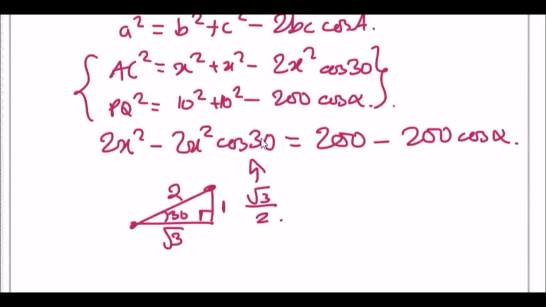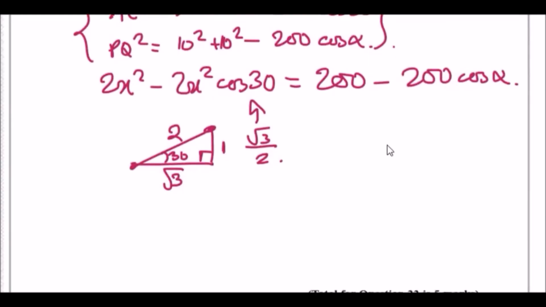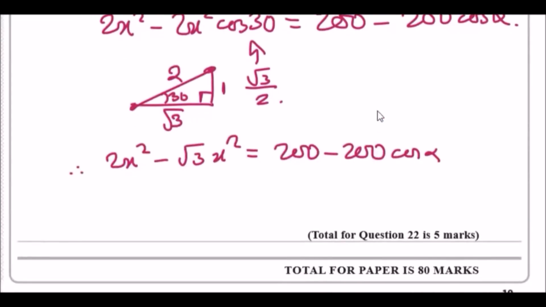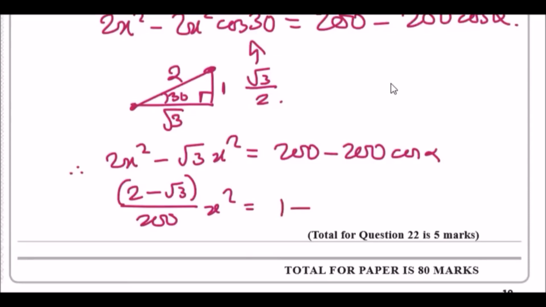So let's push this further. We have 2x squared minus, if this is root 3 over 2, times 2, the 2 and the bottom 2 cancel out. You're left with root 3 x squared equals 200 minus 200 cos alpha. Almost done, guys. Now, to make your life easy, let's divide by 200 across and factorize x squared here. So you're going to have 2 minus root 3 over 200 x squared, and now you're left with 1 minus cos alpha.